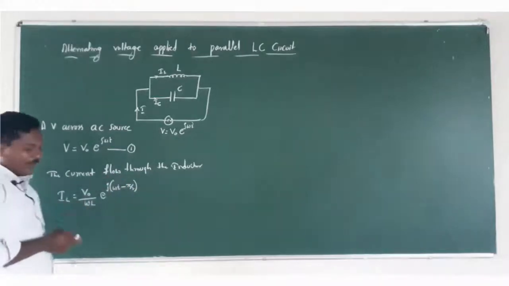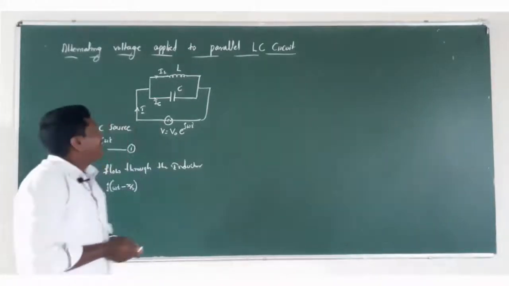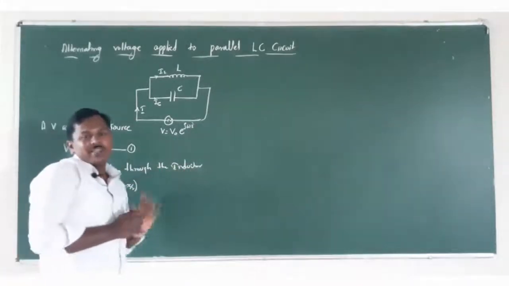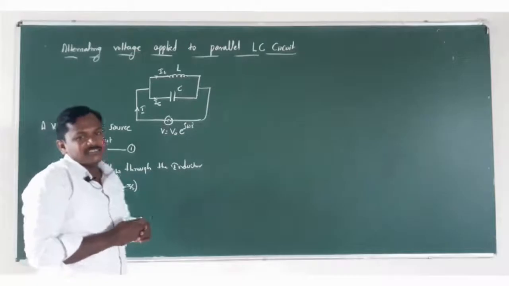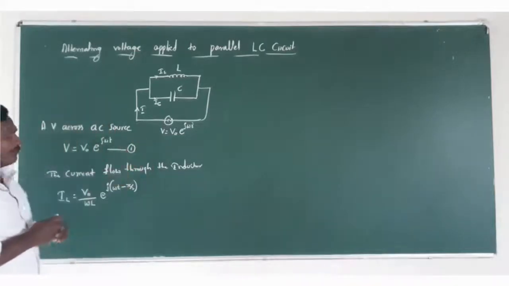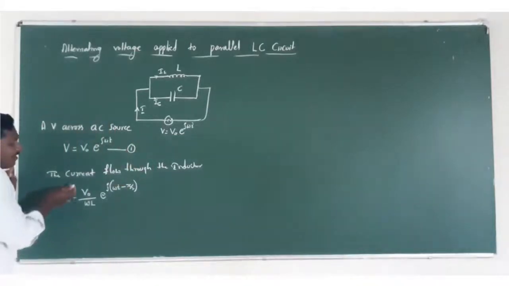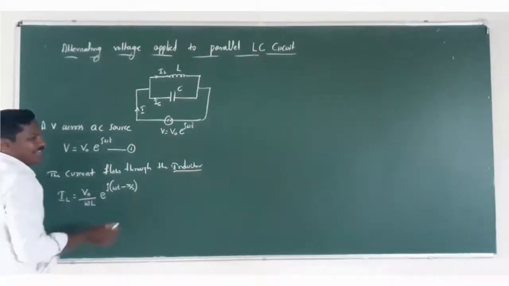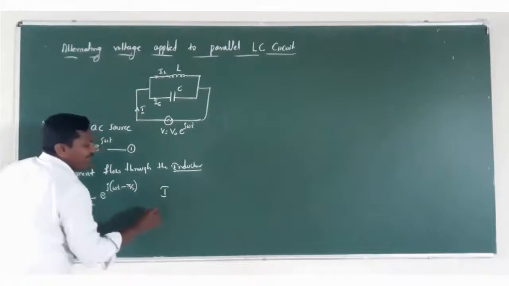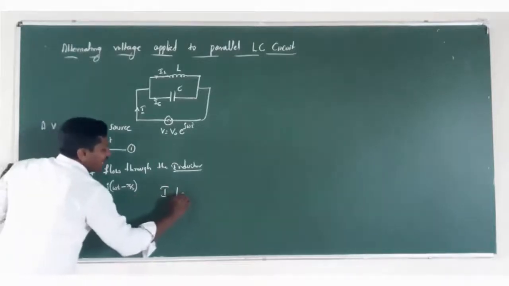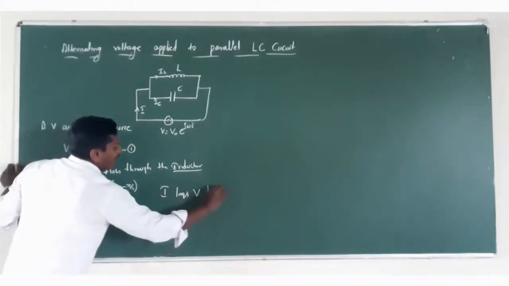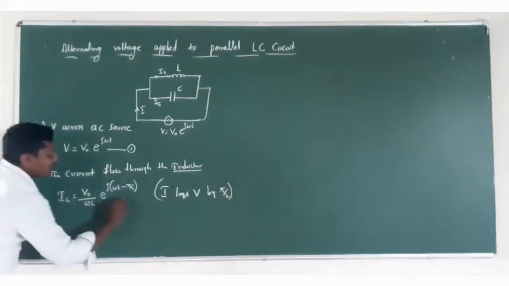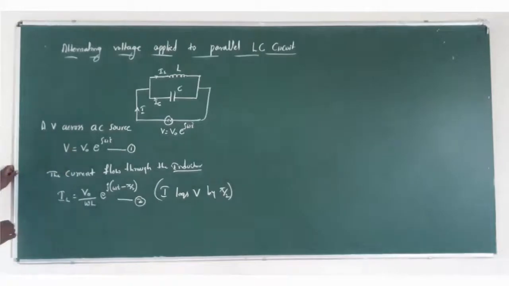We know, by using a phasor diagram, that for an inductor the current always lags behind the voltage by pi by 2, and for a capacitor the current leads the voltage by pi by 2. Here we are considering an inductor, therefore the current lags behind the voltage by pi by 2. Therefore, we get this expression. Let us consider this as equation number 2.